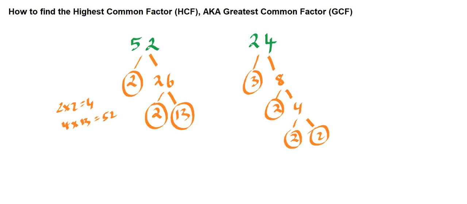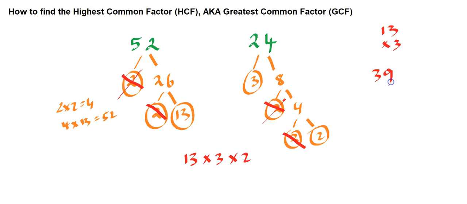Let's do some cancelling out. So that is a 2 here, cancels that 2 out, right? So that's out. This 2 cancels out that 2, right? And we're left with 13 times 3 times 2. So 13 times 3 is 39 times 2 is 78.